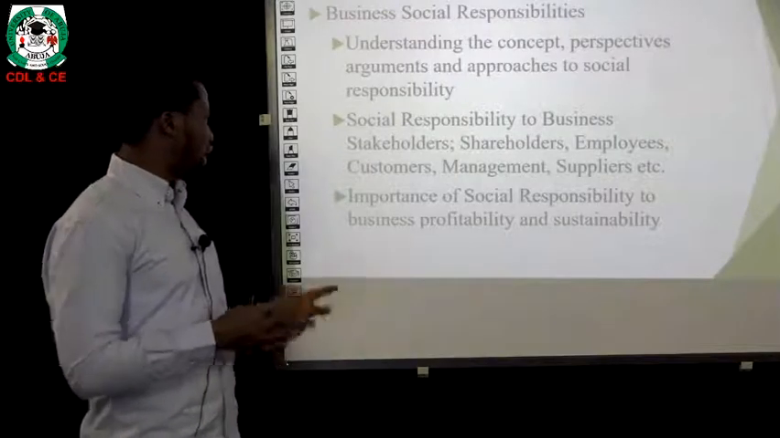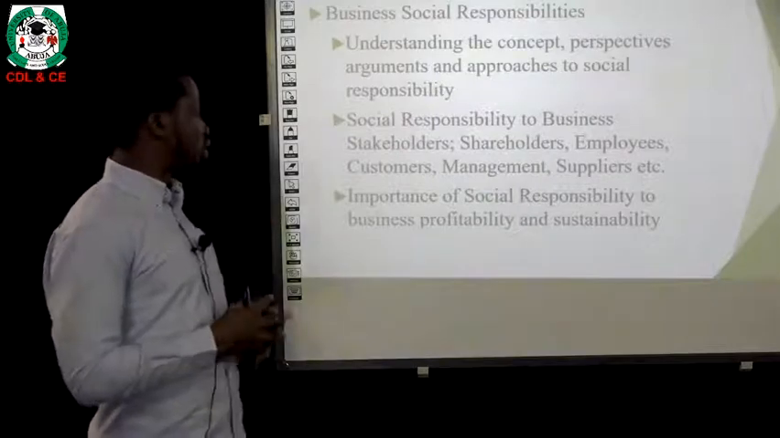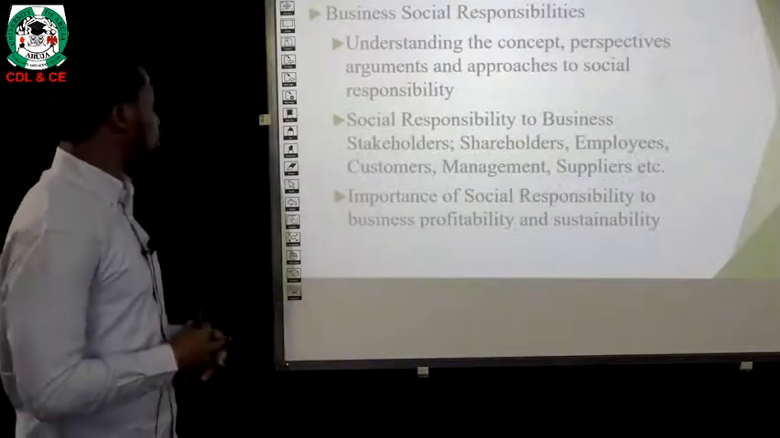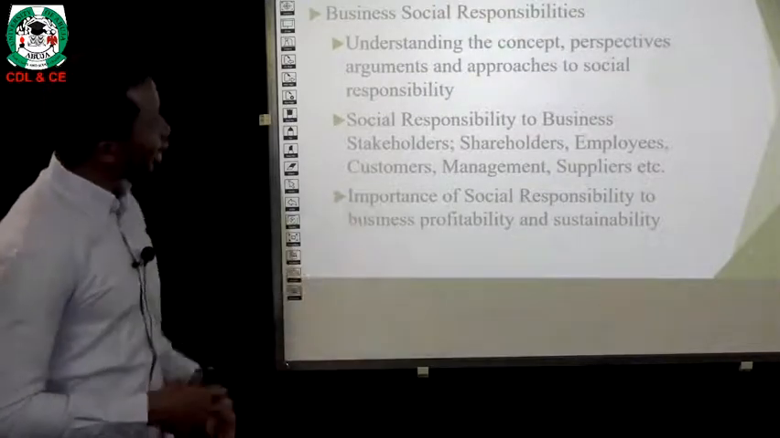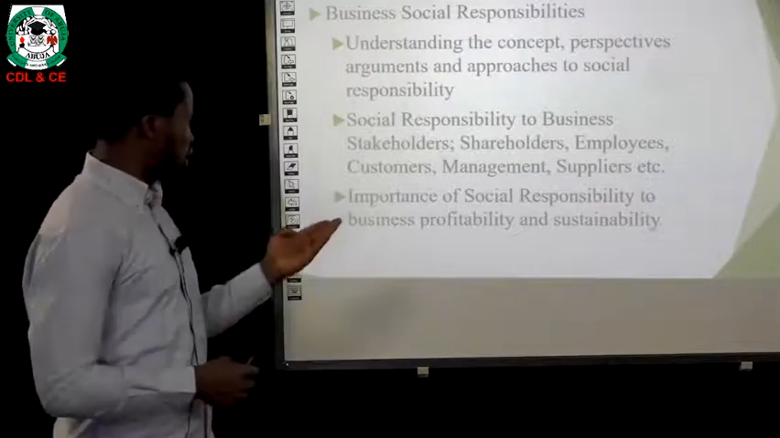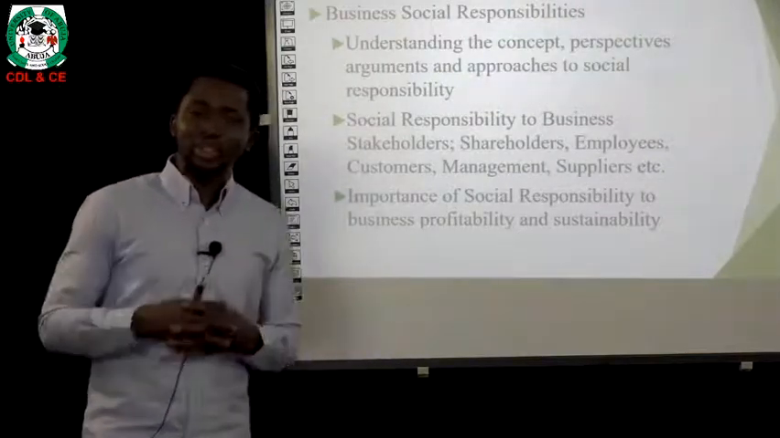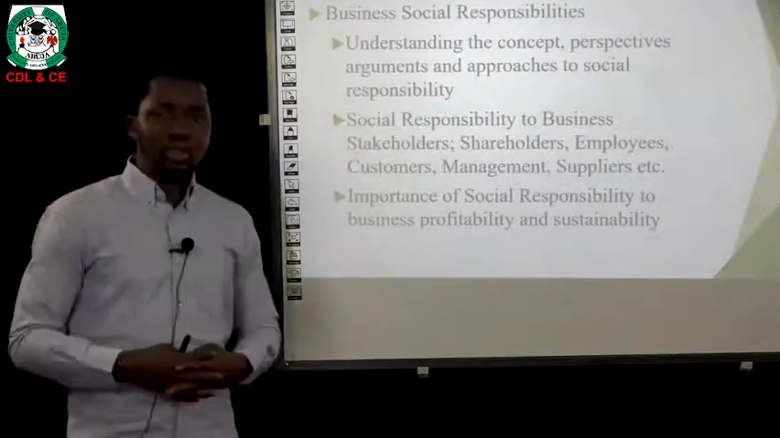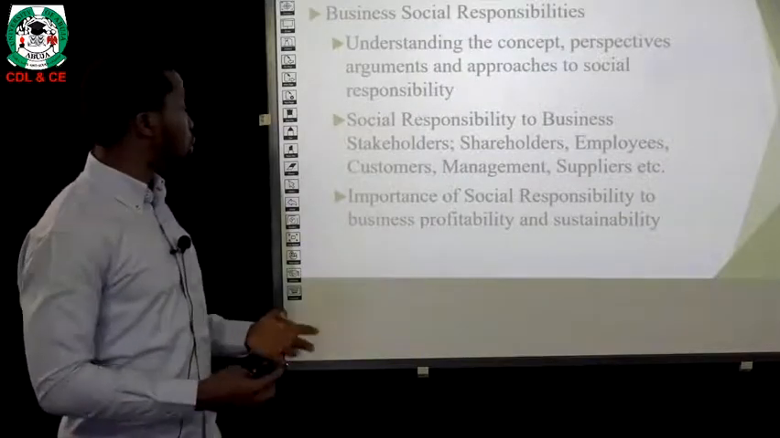Furthermore, as I said earlier, we are going to be looking at social responsibility to business stakeholders, what are the social responsibilities to shareholders, to employees, to customers, to management and suppliers, among other factors. Especially, I think what is missing here is the government. What is expected from a business to the government? What is expected from a business to the stakeholders? What is expected from a business to the shareholders, to the employees, and the customers?